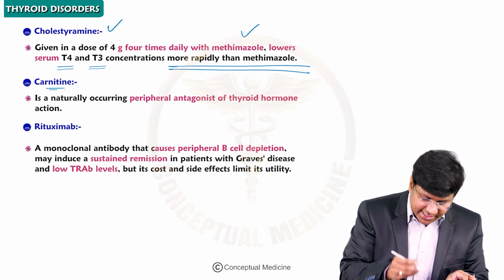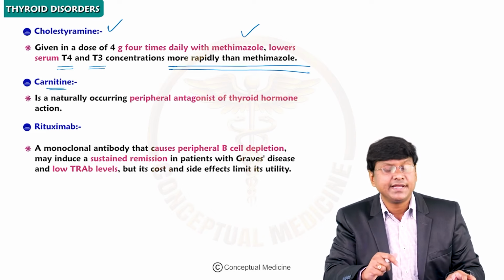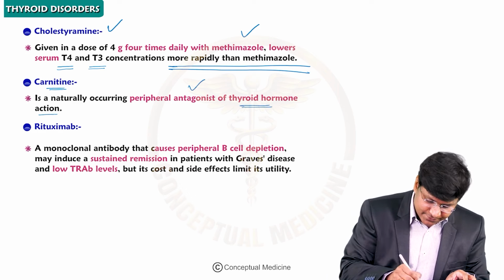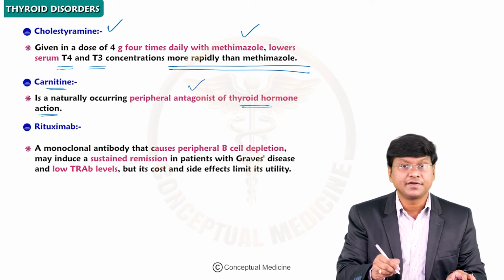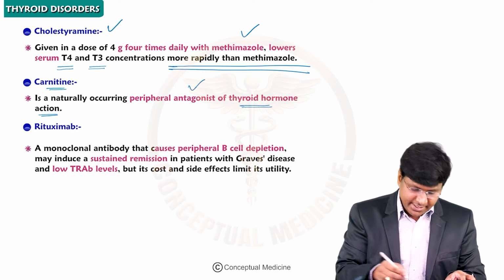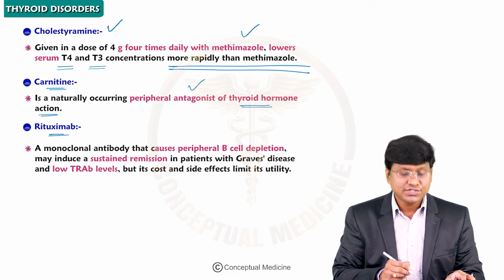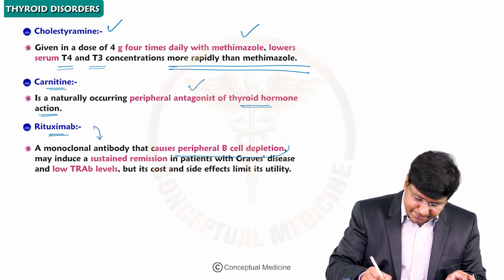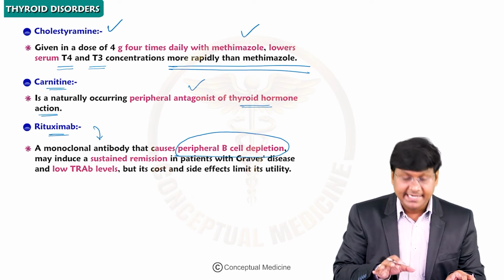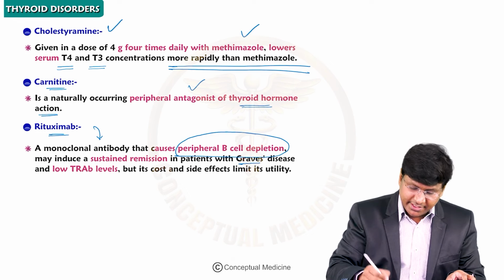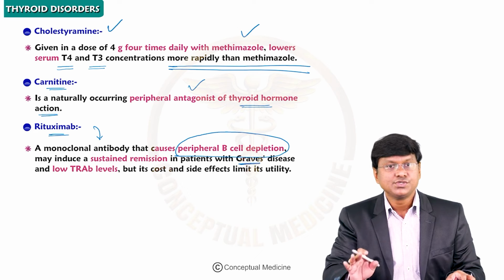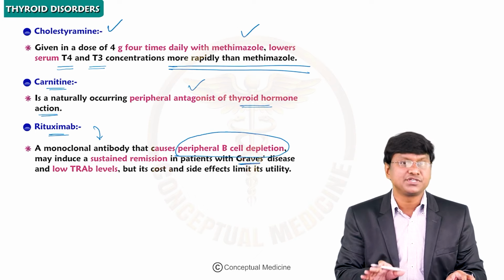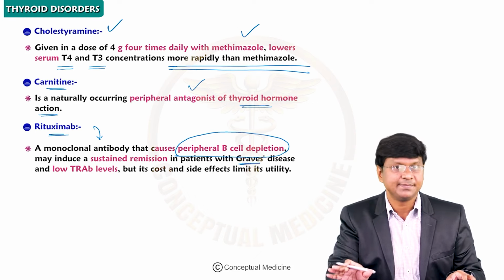The other drug is carnitine. Carnitine is a naturally occurring peripheral antagonist of thyroid hormone action. Next we have rituximab. Rituximab is a monoclonal antibody that causes peripheral B cell depletion, and it can be used in the treatment of patients with Graves' disease. That is about your rituximab. So these are all the various treatment options in patients with hyperthyroidism.